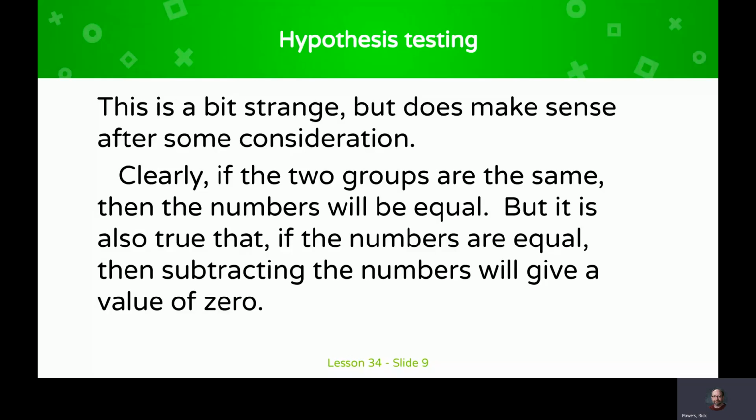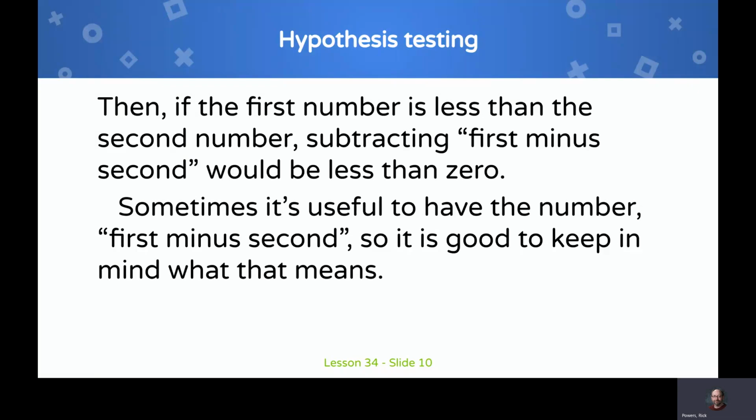This is a bit strange, but it does make sense after some consideration. Clearly, if the two groups are the same, then the numbers will be equal. But it's also true that if the numbers are equal, then subtracting the numbers will give a value of 0. Then if the first number is less than the second number, subtracting the first minus the second would be less than 0. Sometimes it's useful to have that number, the first minus the second, so it's good to keep in mind what that means.